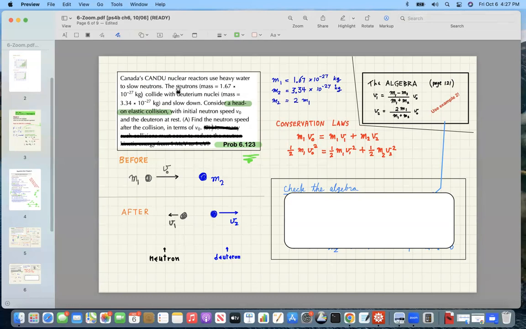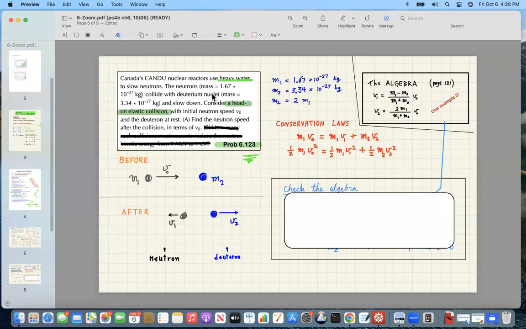The question is, how do you slow down the neutrons that come out of the nuclear reaction? Because they'll be moving very fast. So you produce fast neutrons, you have to slow them down. They use heavy water to slow them down. So a neutron has a certain mass, 1.67. It collides with a deuterium nucleus in the heavy water, because heavy water is D2O.